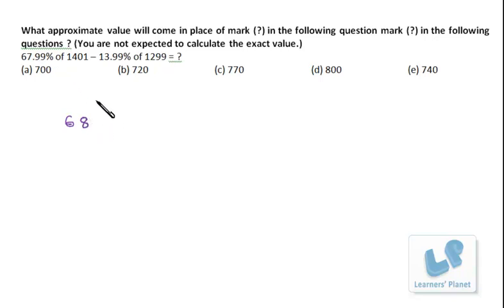Okay, into, I approximated this to the higher side, you're approximating this to the lower side, so it's 1400 minus, 14 into, it is 1300, right? So what I do, now to simplify this, I just do this. So 1400 can be taken as common. So 1400 into 68 minus 13.